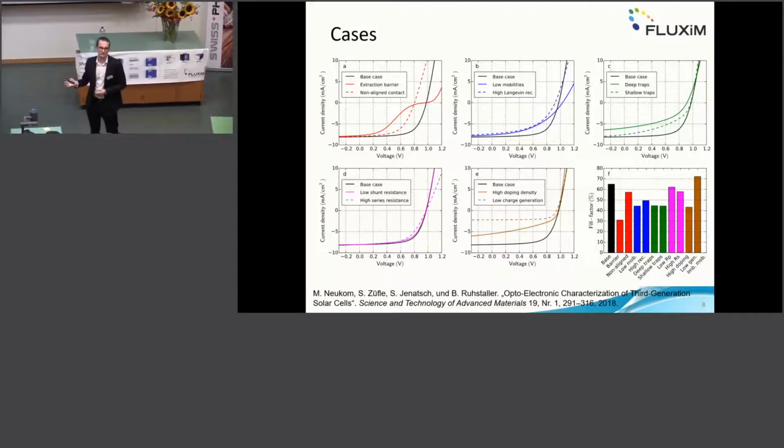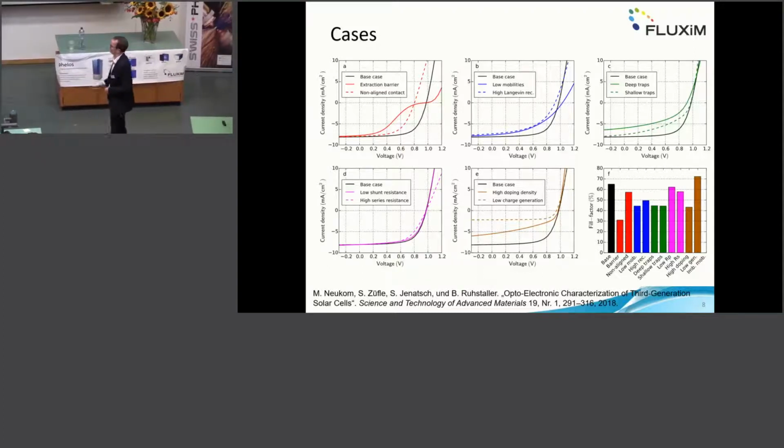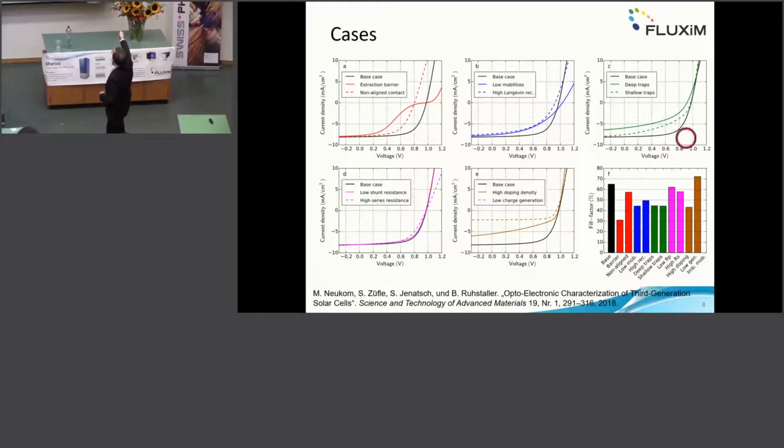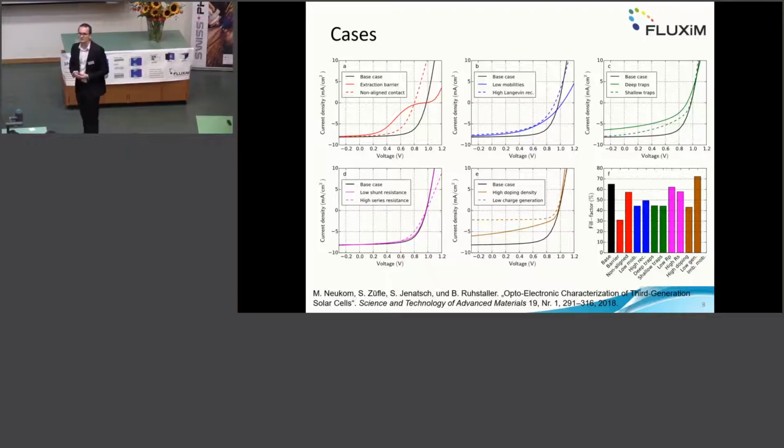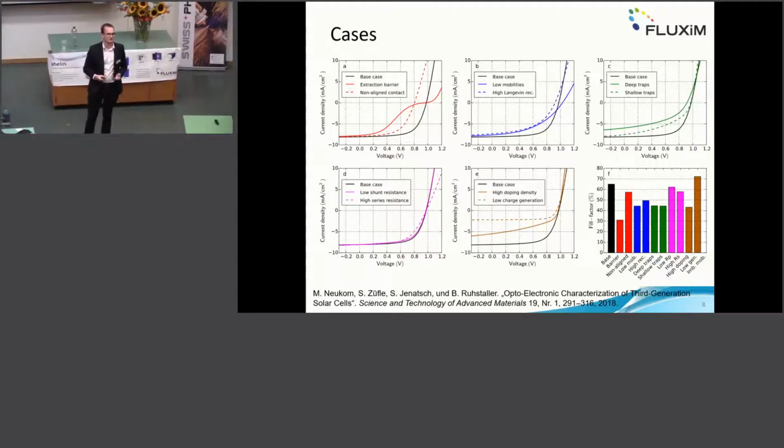Same counts for when you add traps, no matter if they're deep or traps in the middle of the band gap. You see in both cases here, the fill factor decreases, and here also that the current decreases a bit. What might be a bit surprising to some people is that also when you add doping, the fill factor decreases and the current goes down. This is what you see here in the brown curve.